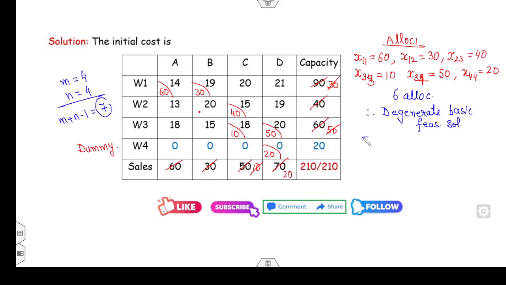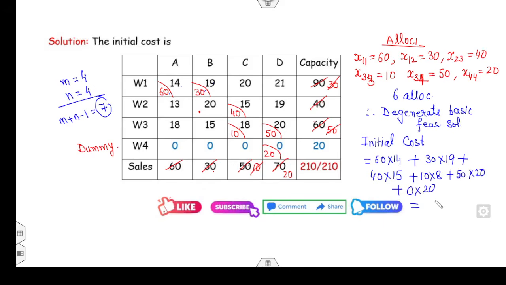Fine. So what is the initial cost? So you can easily find the initial cost is, you can multiply them 60 into 14 plus 30 into 19 plus 40 into 15 plus 10 into 8 plus 50 into 20 plus 0 into 20. After the calculation, you will get some answer, and that is the initial feasible cost of the transportation problem.